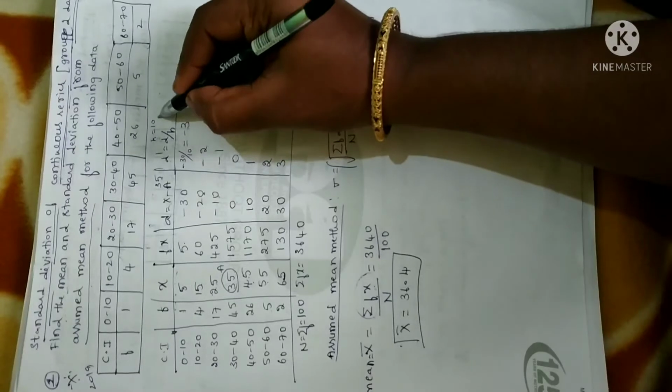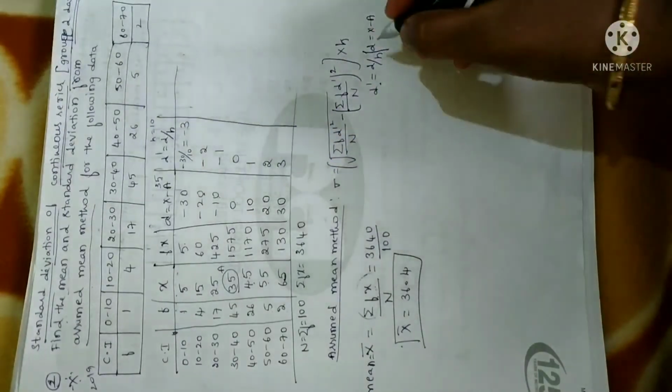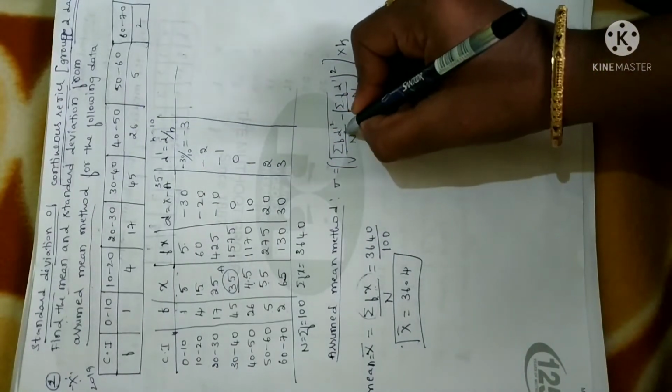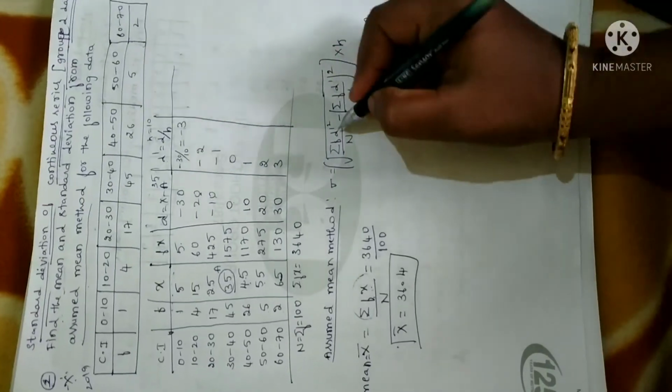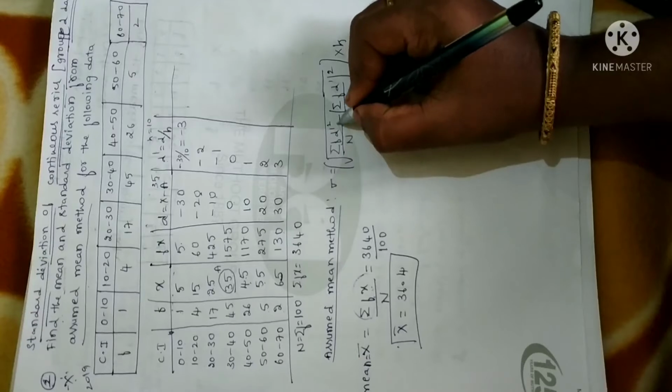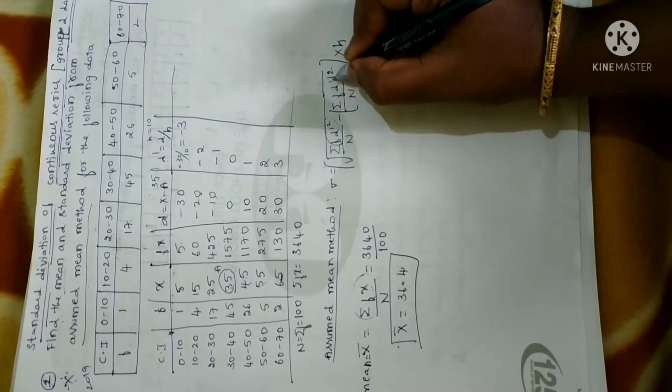So I have calculated the d dash value. Now what else is required for us? Go through the formula list, then only you will come to know what we have to find. Next we have to calculate f d dash square and then f into d dash.